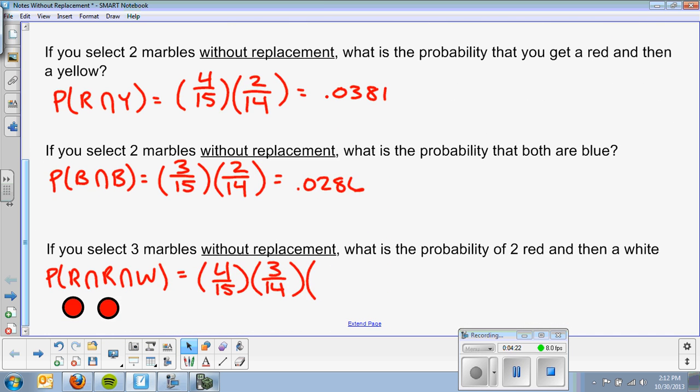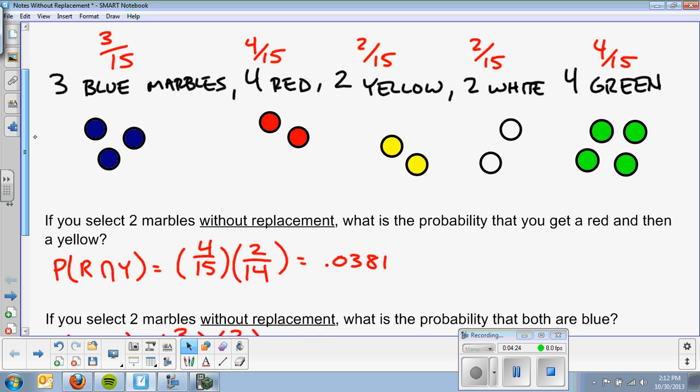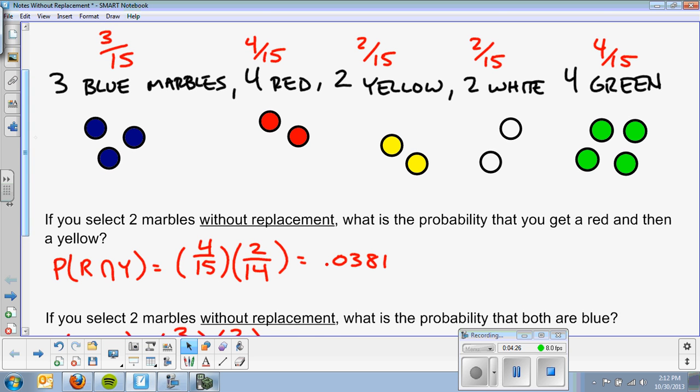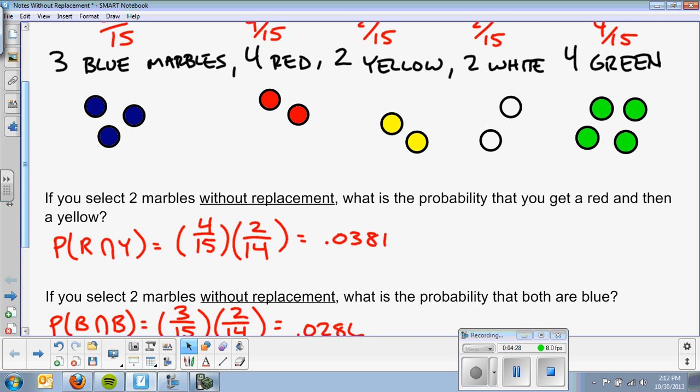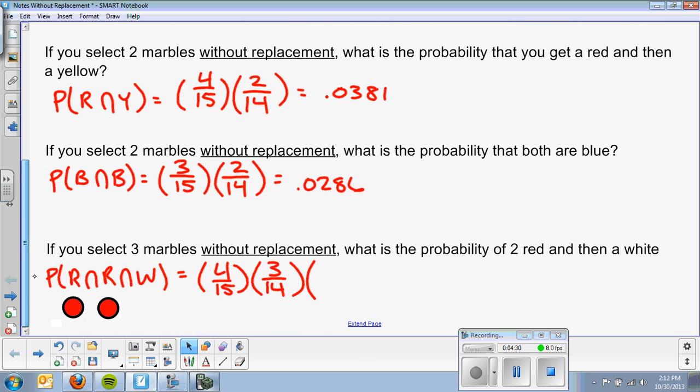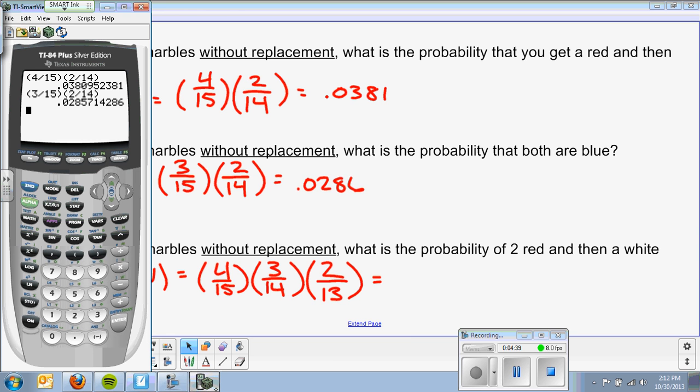And now I want to know the probability of picking a white one. Well, there's 2 whites, but only 13 total marbles left. So there's 2 white marbles, 13 total, and I'm going to type that right in my calculator.